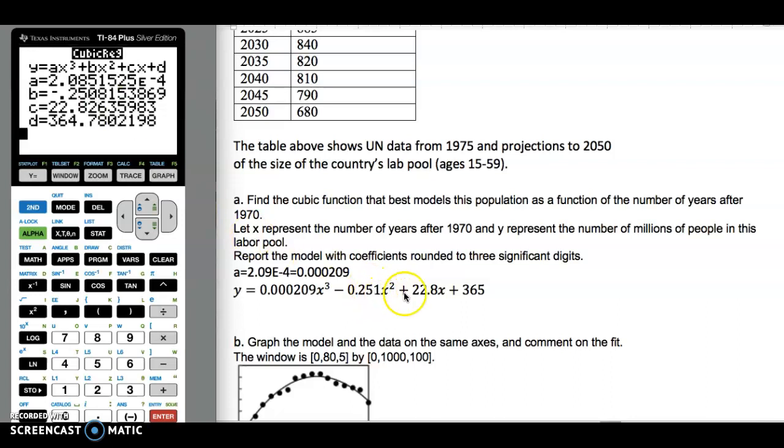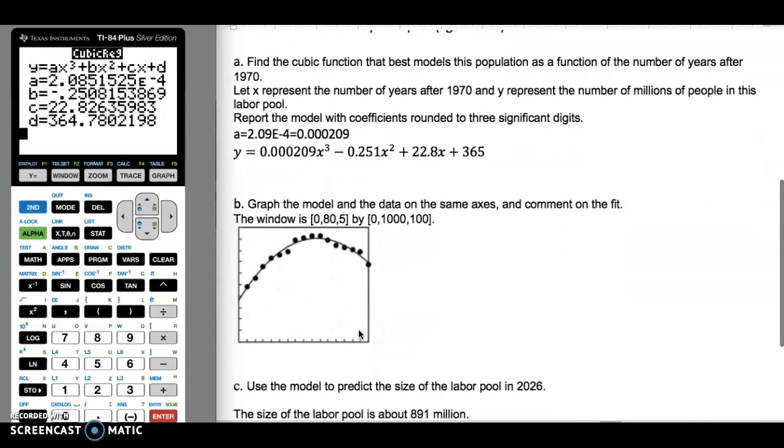That's 3 significant digits, plus 22.8x plus 365, rounding to 3 significant digits. All non-zero numbers are always considered a significant digit. And so here, this is the cubic model that you get.